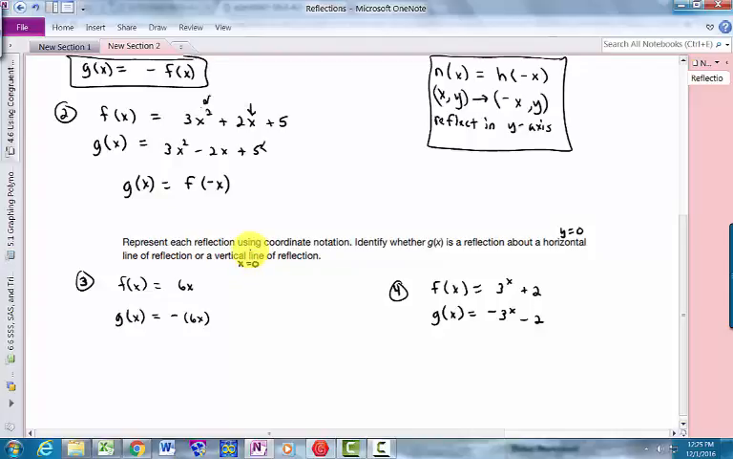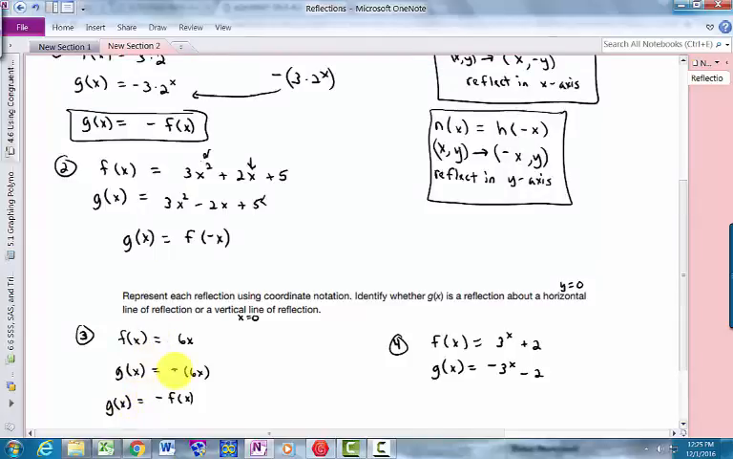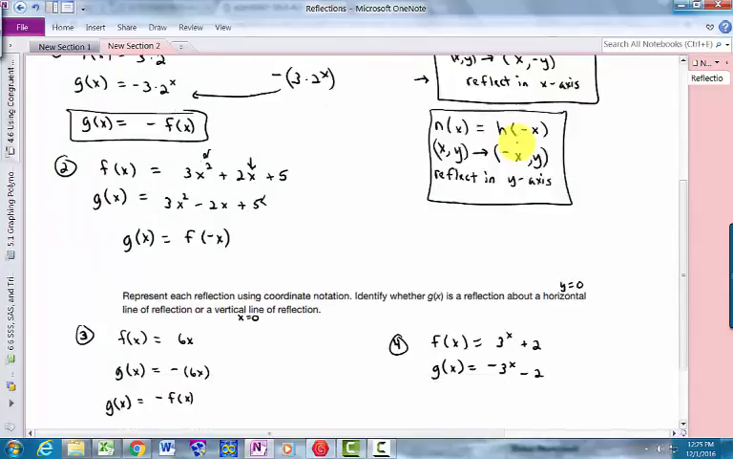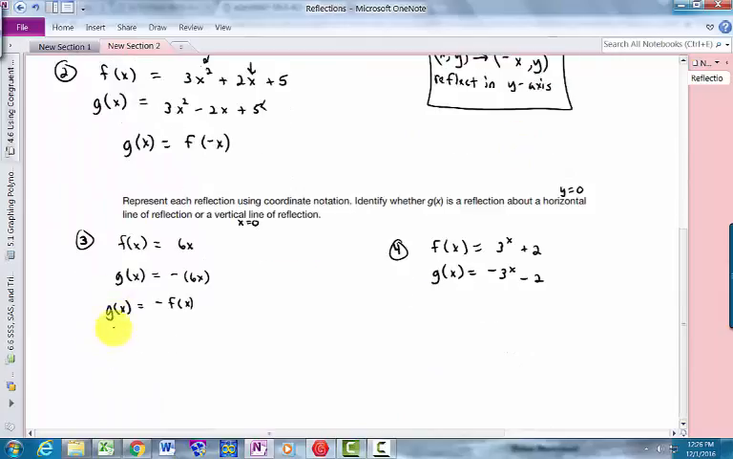Okay, so let's take a look at this first one. Well, you got to ask yourself once again, was the negative applied inside or outside the function? Yeah, you can see it was applied outside the function here. So in order to obtain g of x, they took the opposite of f of x. And now we're going to use coordinate notation. First of all, you should recognize that that is an x-axis reflection. So if you go back up to here, remember if it's outside, that's this one right here. That's x-axis reflection.